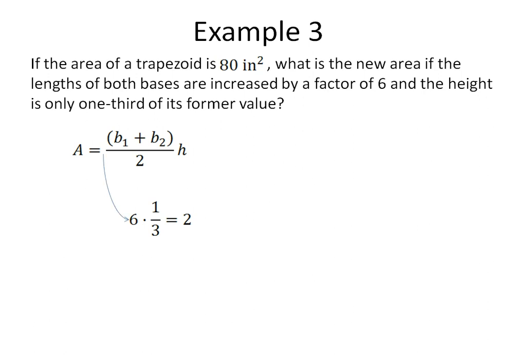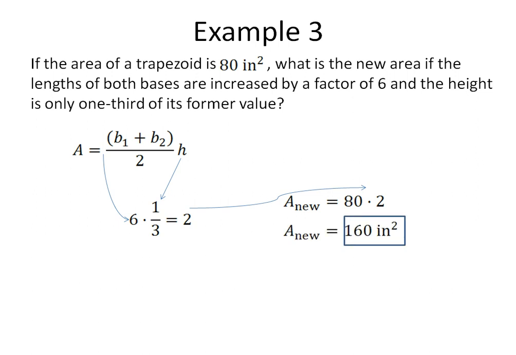Okay? So this is where they came from. So now we're going to use the 2 because the area of the new trapezoid is going to be equal to the old area, which was 80, times what we found was the net change, a factor of 2. Okay? So that gives us the new area is 160 inches squared.